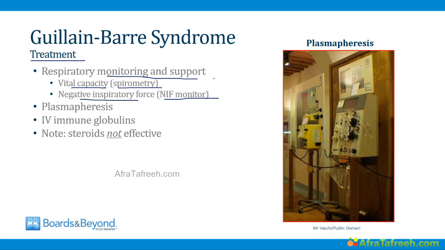And initially, when patients are diagnosed with Guillain-Barré, these things are often measured every few hours until the patient is stable. And then if any evidence of respiratory failure develops, the patient needs respiratory support, often with mechanical ventilation. Besides this, patients can be treated with plasmapheresis. This is done via a plasmapheresis machine, like what is shown on the screen here.